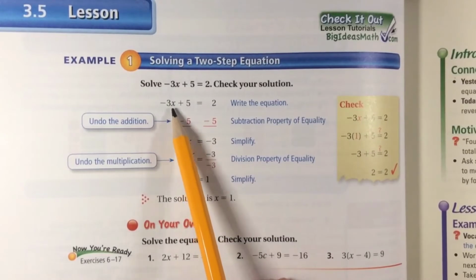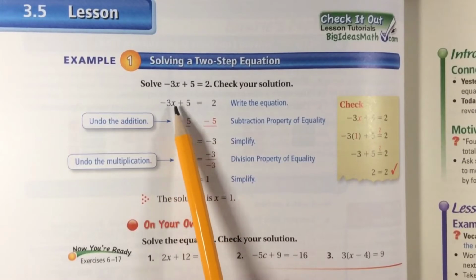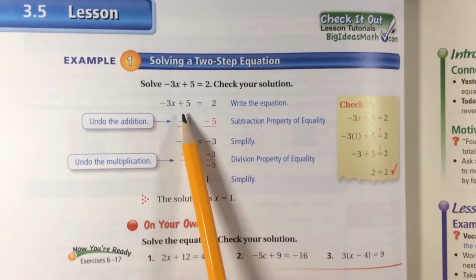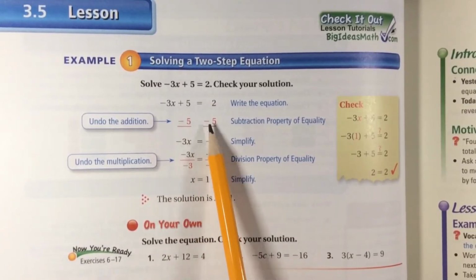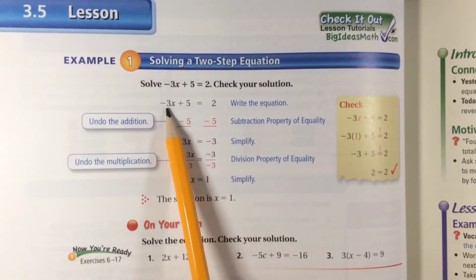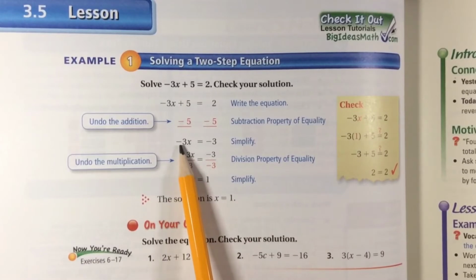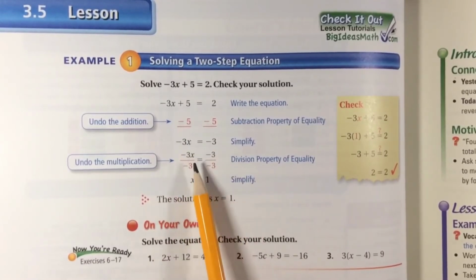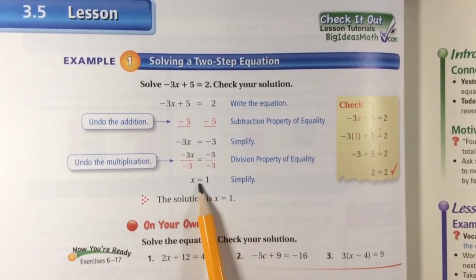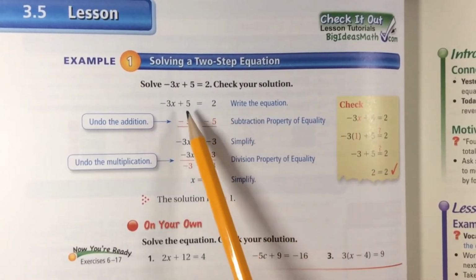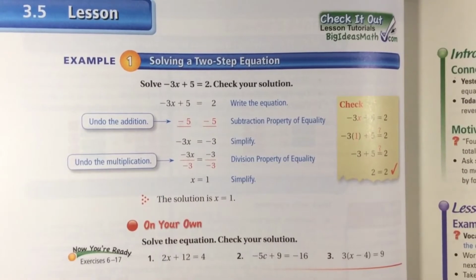So if you'll notice, the first thing they did is got rid of this. So you go to the side with the variable on it, and you've got an addition here. So how do you get rid of addition? Subtraction, of course. And we subtract from both sides of the equation. These cancel out, and it leaves us with negative 3x. And here, 2 minus 5 is negative 3. Now, we divide by negative 3 on both sides, and we're left with x equals negative 3 divided by negative 3, positive 1. X equals 1. So just 2 steps. First, you undo addition or subtraction. Then, you undo multiplication or division.